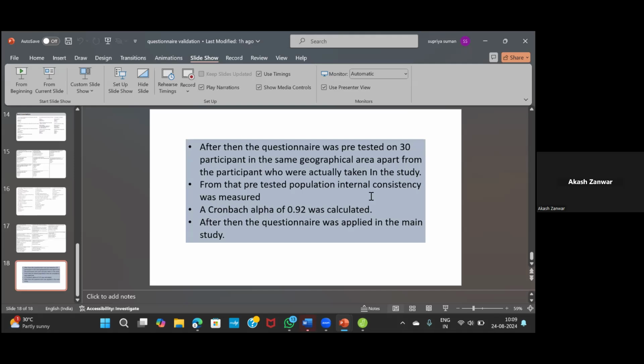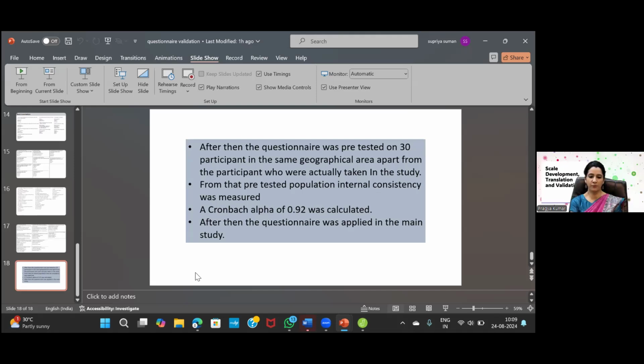So after discussing this with Dr. Pragya ma'am, we changed the strategy. I made a change: we will ask the questions on regular days. So after that validation, these questions were applied in the main study. So thank you. Okay, thank you, Supriya.